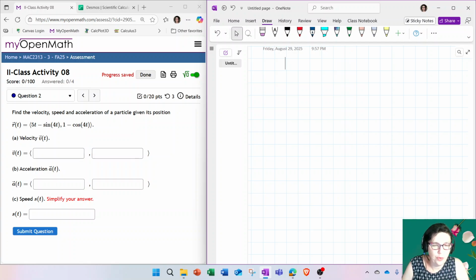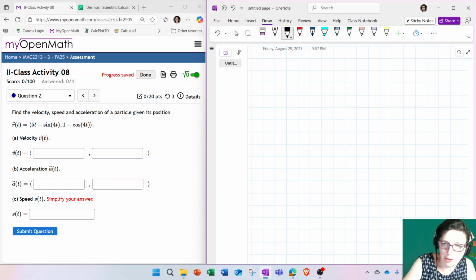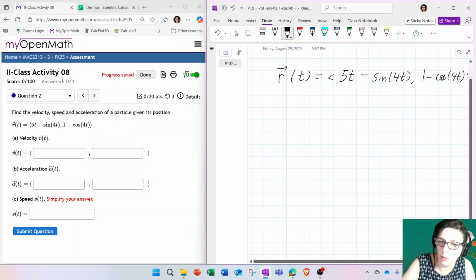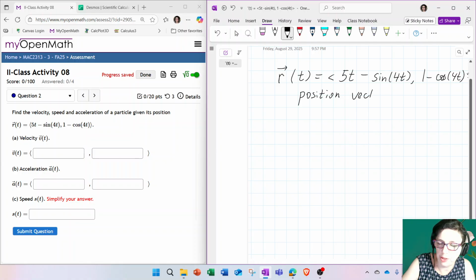Okay, guys, in this video, we are going to look at velocity, speed, and acceleration of a particle given its position. So position is a vector, and for each fixed value of t, think of t as time. So for each time, the particle is somewhere, right? In this case, on the plane, because there are only two components. So this is going to be 5t minus sine 4t, and 1 minus cosine 4t. That's the position.